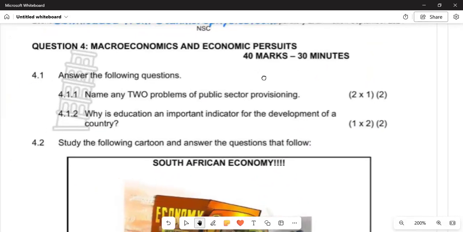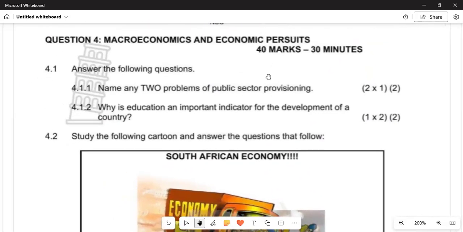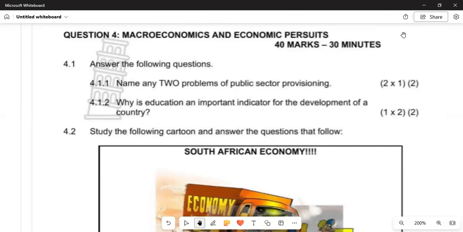Question 4. So we are to move to question 4. It's all about microeconomics and economic pursuit as well. You answer, we are going to be awarded 40 marks and you have to spend 30 minutes. So 4.1, answer the following questions.